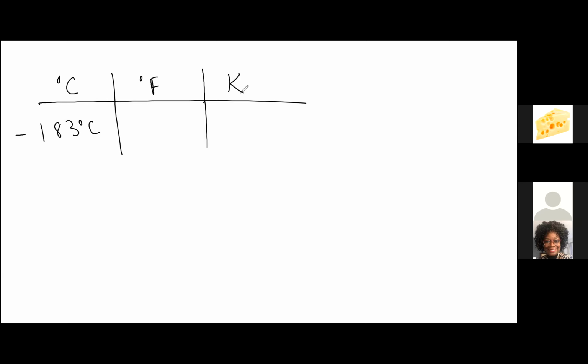Oxygen boils at negative 183 degrees Celsius. That temperature on the Fahrenheit scale and that temperature on the Kelvin scale. That's problem number one that you're going to do now. Everybody has to answer. This is for a grade.